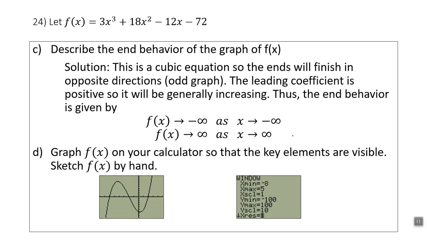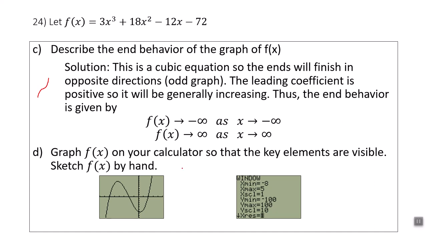All right, so I'm not entirely sure why this is in a box, but that's all right. Let's describe the end behavior of this particular graph. We know it's a cubic equation, so the ends will finish in opposite directions because every odd graph does. We know the leading coefficient is positive, so it will generally be increasing. So our graph is going to be something like this. So we know that f of x goes to -infinity when x goes to -infinity, and f of x goes to positive infinity when x goes to positive infinity. So this is how we would write our end behavior.